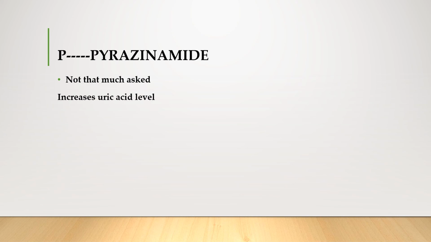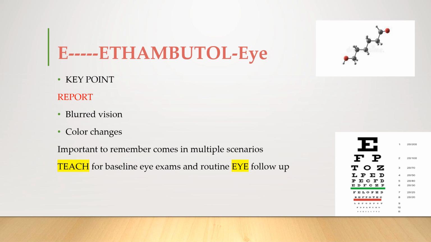Pyrazinamide, there is nothing much asked about pyrazinamide, but you should remember that when a person is on pyrazinamide, there will be an increased level of uric acid. Now dealing with ethambutol, always remember it's related to the eye. The key point to consider with this drug is to report any blurred vision or any color changes. These are the common things asked in the NCLEX, and always teach the person to do eye exams and routine eye follow-up also.